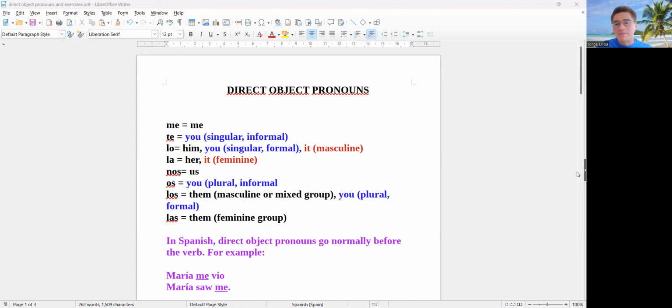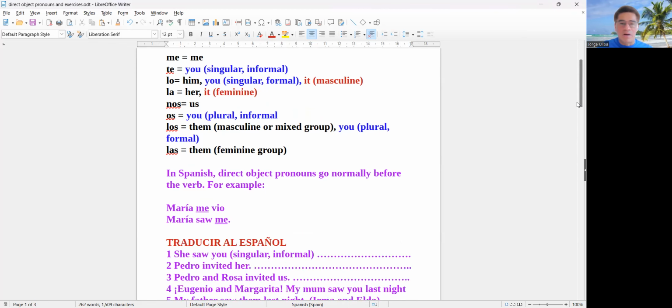Following what I've just said, if you are a native English speaker, as the majority of my students, you think in English, you think, Maria saw me. The important thing is that you can translate that into Spanish correctly, and that is the purpose of this particular handout. And the answer will be Maria me vio. Okay?